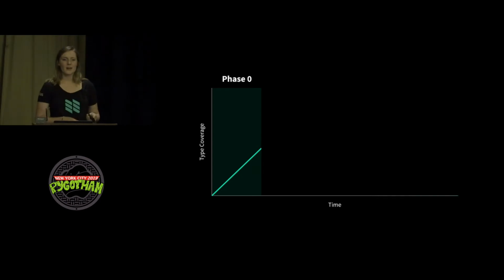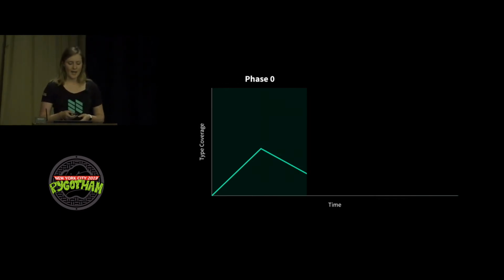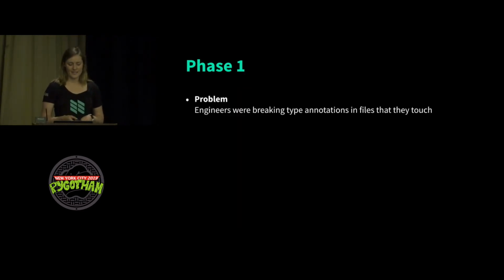And in phase 0, our progress, our type coverage, was trending upward because we went from having no types to all of a sudden having some types. But since they were just a single engineer out of 12, there was only so much that they could do. And our progress started to decrease.